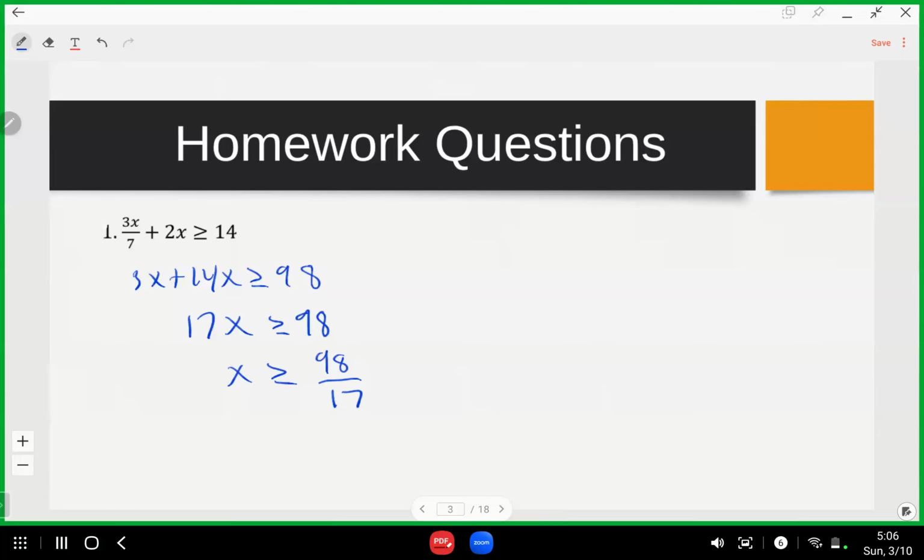Again, do not simplify this ever. There is literally no need to ever simplify this. This is fine. If you put it into a mixed number, this is not simplifying, this is making it more complicated. Do not do this. It makes it harder to work with. So then it's square bracket 98 over 17 to infinity, and then a closed dot on the number line.